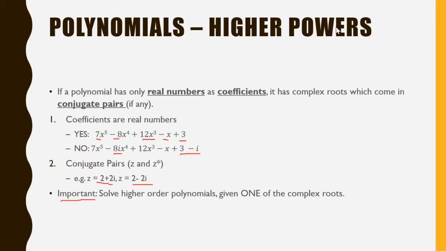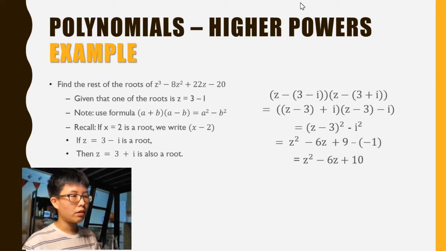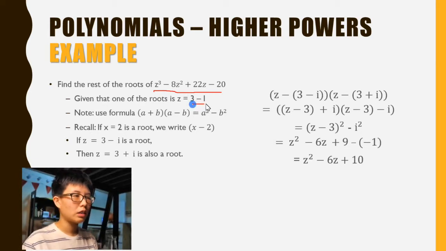Okay, so this is an example, which is z cubed minus 8z squared plus 22z minus 20. We are going to try to solve this, given that one of the roots is z equals 3 minus i. How do you solve this equation?